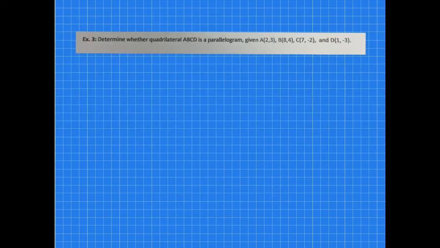All right, our last example asks us to determine whether or not the quadrilateral is a parallelogram given the ordered pairs. So when we look at this, I'm going to just do a sketch of a parallelogram, A, B, C, and D. Well, we're trying to determine whether it's a parallelogram.